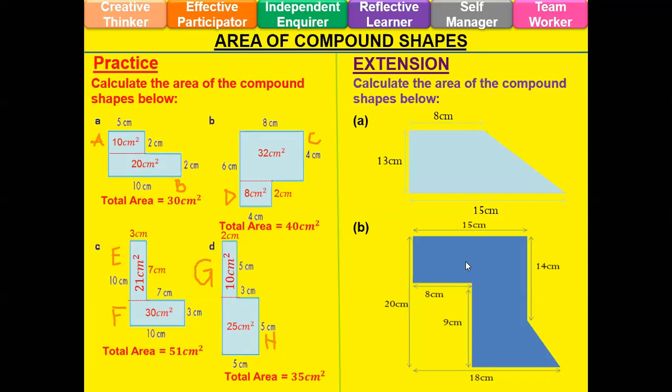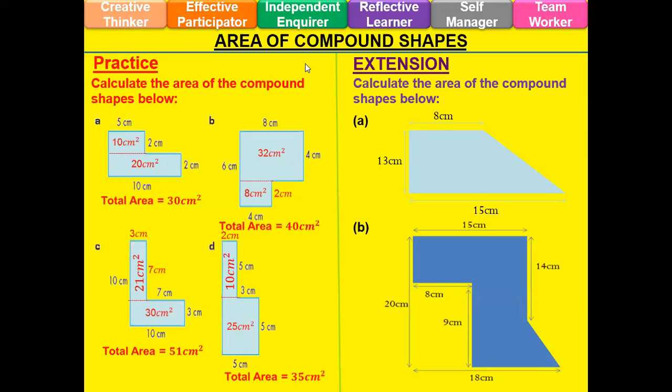Now I want to applaud all of you who have been answering the questions A through D correctly so far. It is showing me that you are learning. You are retaining knowledge. Good job. Okay, we have 2 more questions. So it says extension, calculate the area of the compound shapes below. Okay, let's start off with A.